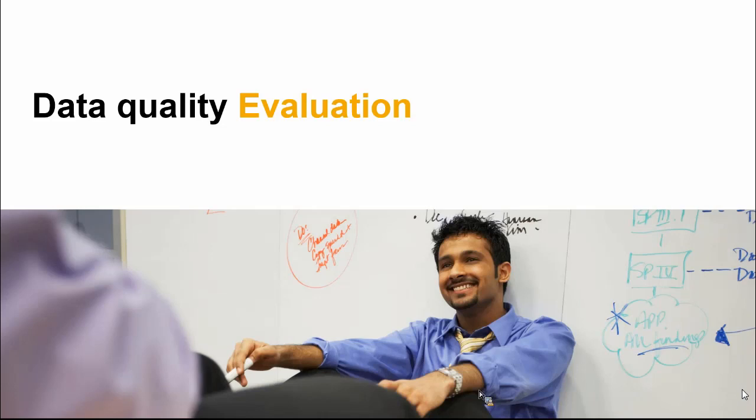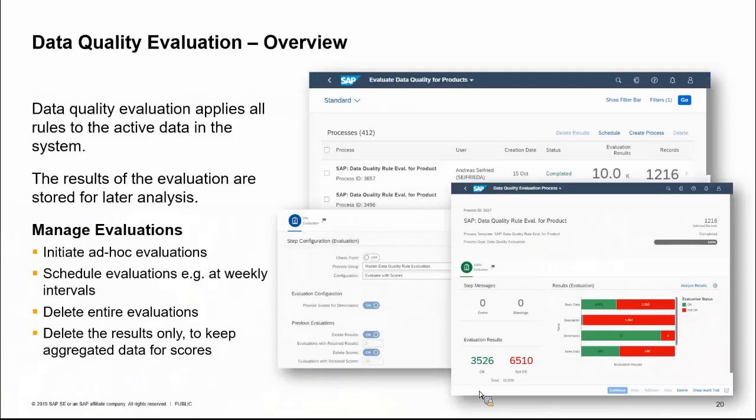So after you have implemented those rules, as said, we typically first want to do data quality evaluation. What does this mean? Data quality evaluation applies all rules to the active data in the system, and then, of course, the results are stored for later analysis.